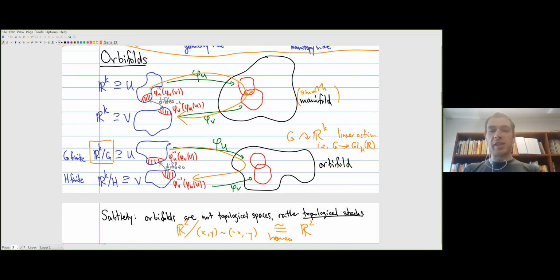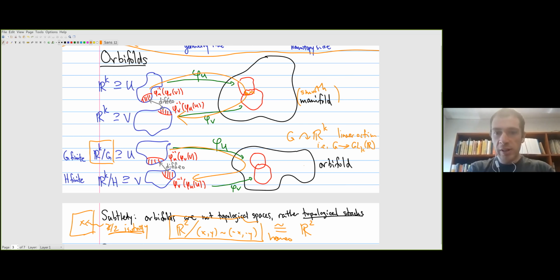As orbifolds, they are not the same because an orbifold in some sense remembers the stabilizers. So this orbifold on the left here, as a topological space, it's just R2, but there's a special point at the origin which has, you might say, Z mod 2 isotropy. So in particular, it remembers the fact that the origin was a fixed point of this group action, and the other points were not fixed points.